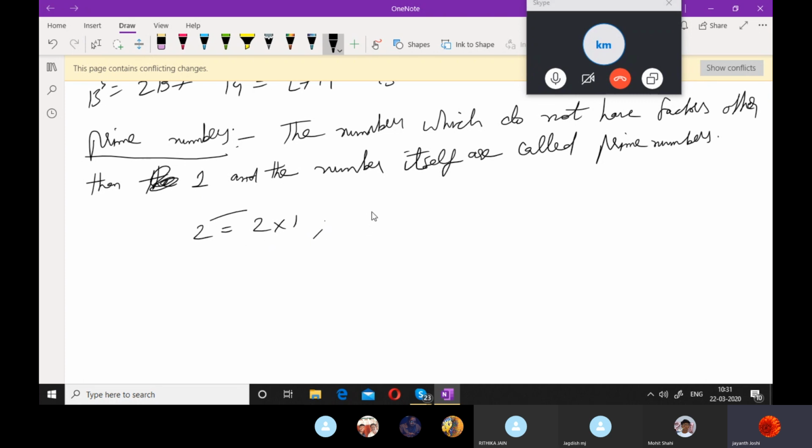But let me ask you one question regarding 4. What are the factors of 4? 2 into 2, 2 twos are 4. And even 1 into 4, 4. So 4 has these two factors, 1 and the number itself. Apart from this, 4 has other factors, that is 2 and 2. So 4 cannot be termed as a prime number. So 2 is a prime number because it does not have any other factors except these two.